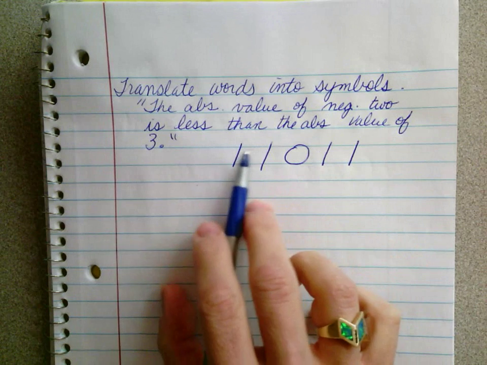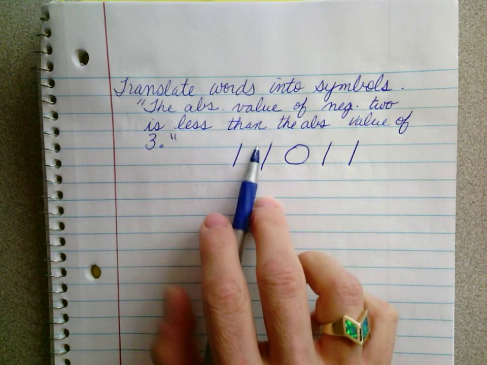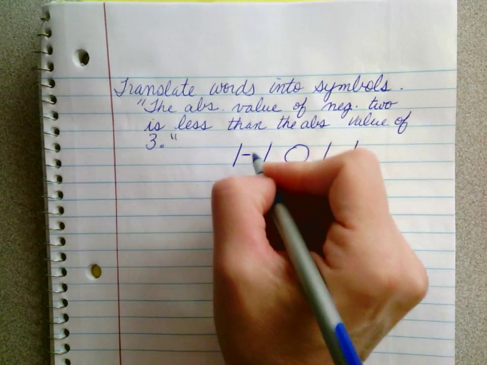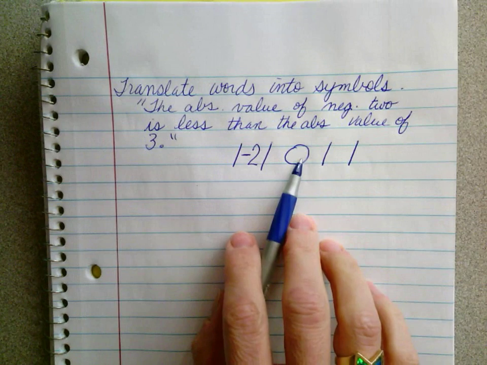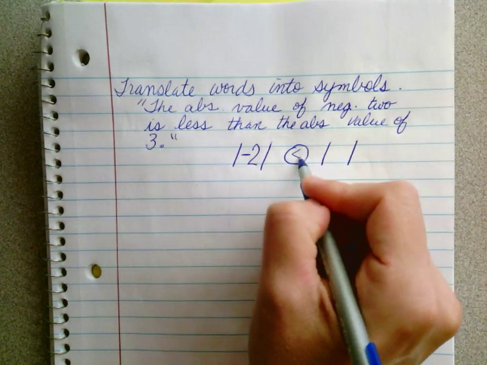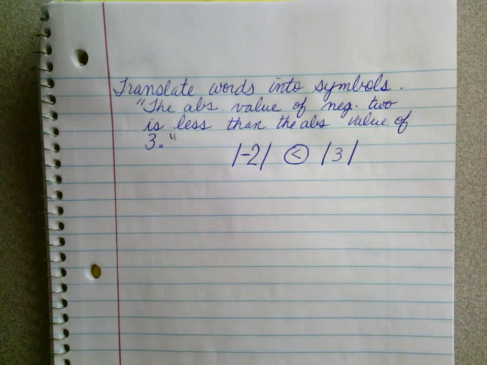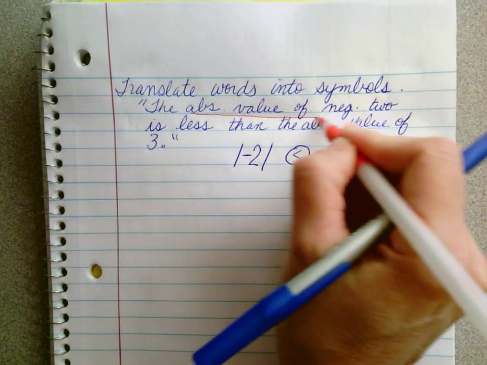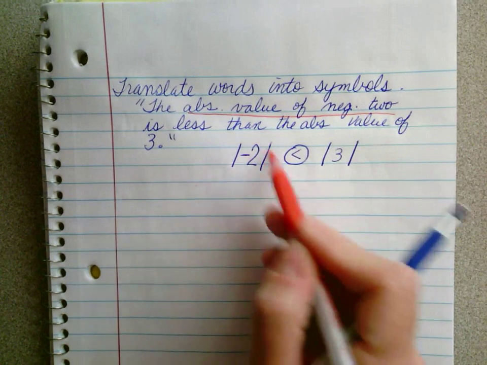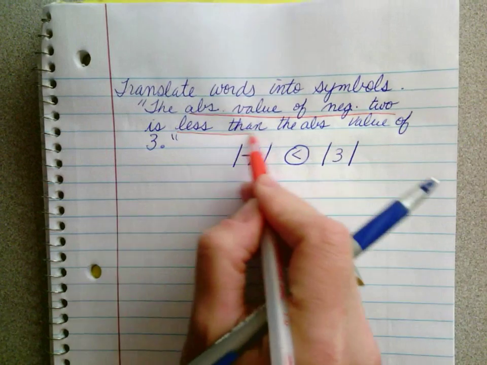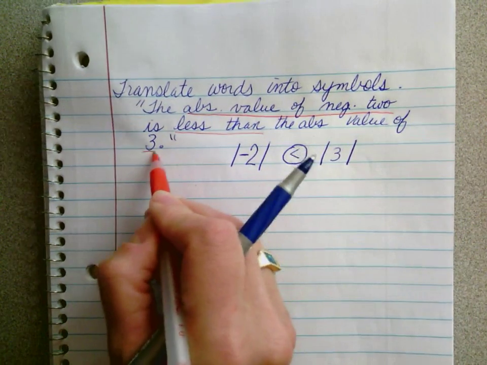What am I going to put on the left? In the left absolute value symbol. Good. And what is the comparison I'm going to use? Less than or greater than? And what goes on the right? 3. So absolute value of -2. Don't say 2. Actually list what it says. Less than. Absolute value symbol 3.